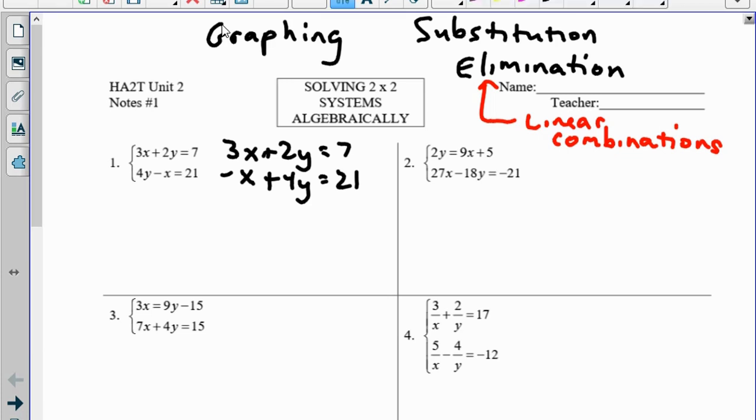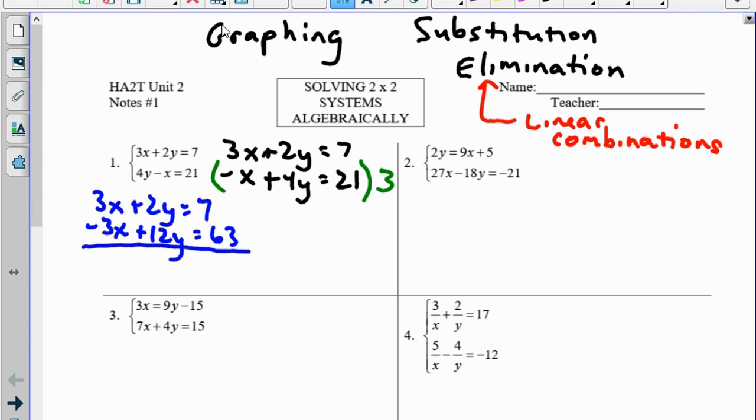You can multiply the top equation by -2, and that would end up working out pretty well. But what I'm going to do is multiply the bottom equation by 3. Now notice what that's going to do. We're going to end up with the top equation being 3x plus 2y equals 7, and the bottom equation will be -3x plus 12y equals 63.